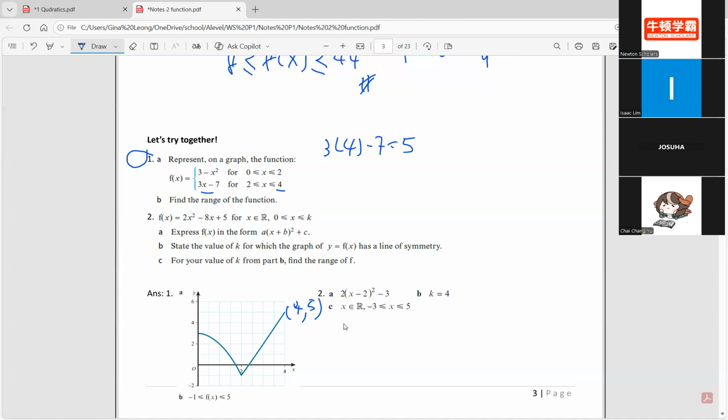So the curve is okay. When you put this one (2, -1), then this one is 3. This part is wrong, you actually no need to put this one. So the range is from the minimum -1 to the maximum 5. So you just put -1 ≤ f(x) ≤ 5.